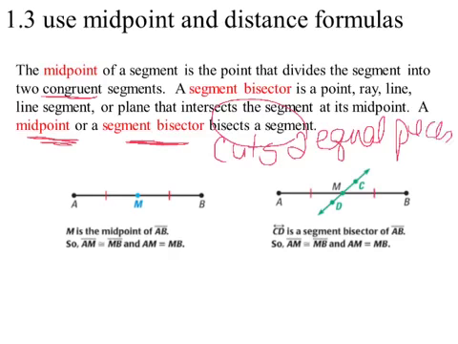I've had a hard time remembering that in the past, so I'm hoping you work really hard to remember that a bisector or a midpoint bisects the segment. Bisect means cuts in two equal pieces.